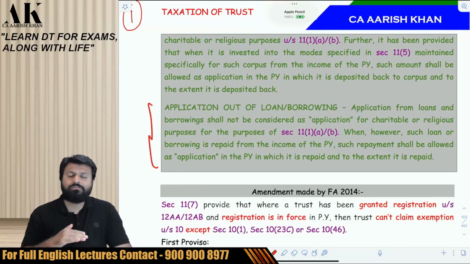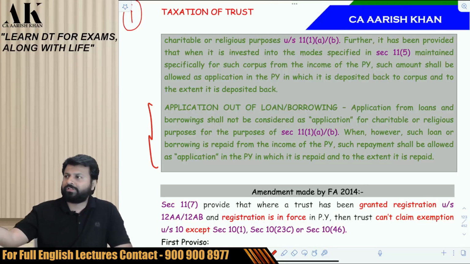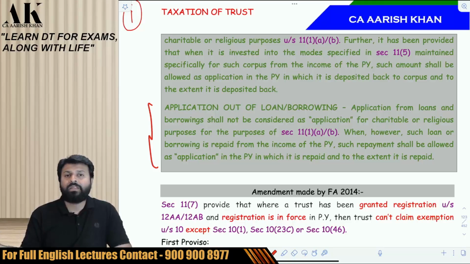If you take a loan and apply that loan for some purpose, then that is not allowed as deduction. Suppose I took a loan and bought a property, then that is not considered as an application of income. But when I repay that loan, at that time it is considered as an application of income. Please check this. This is also a Finance Act 2021 amendment. Whatever is in green is an amendment made by Finance Act 2021.